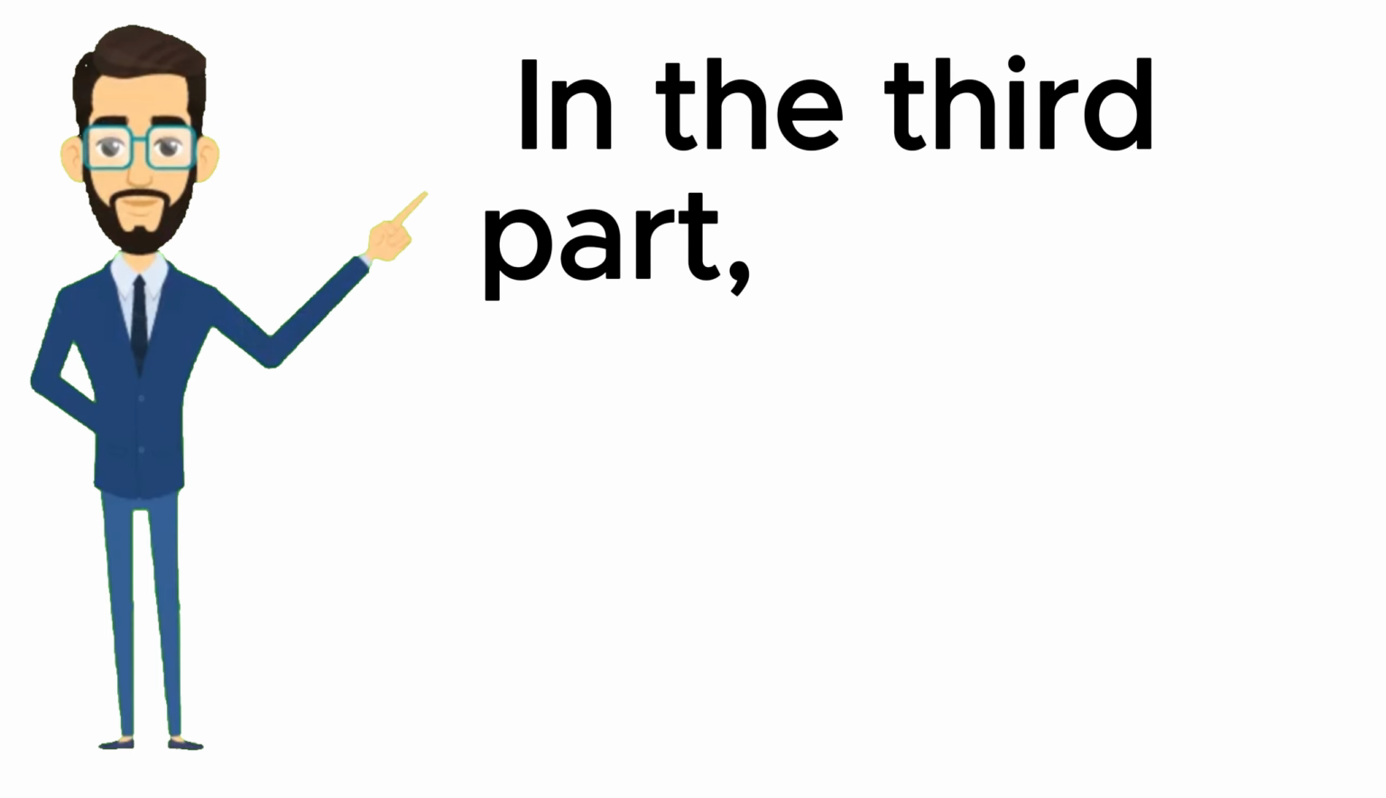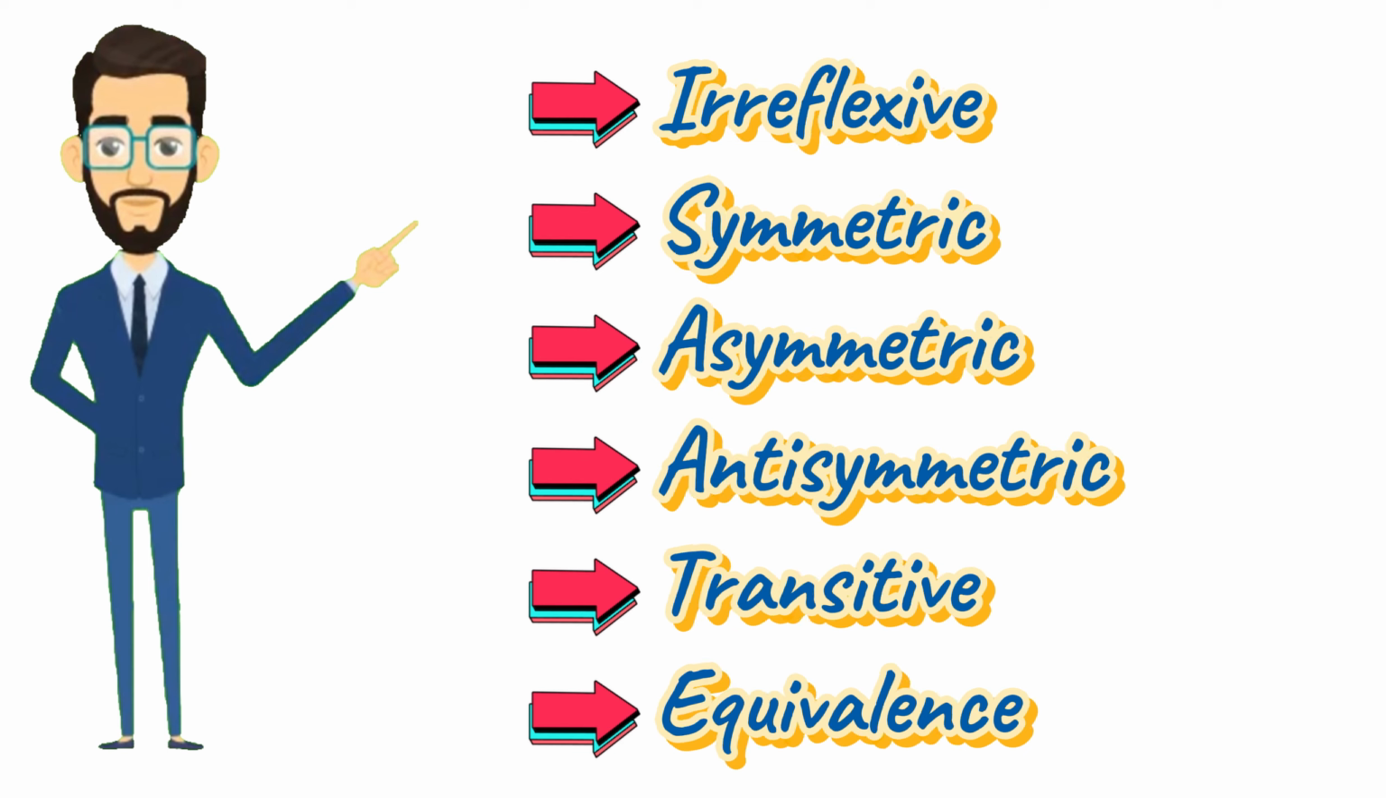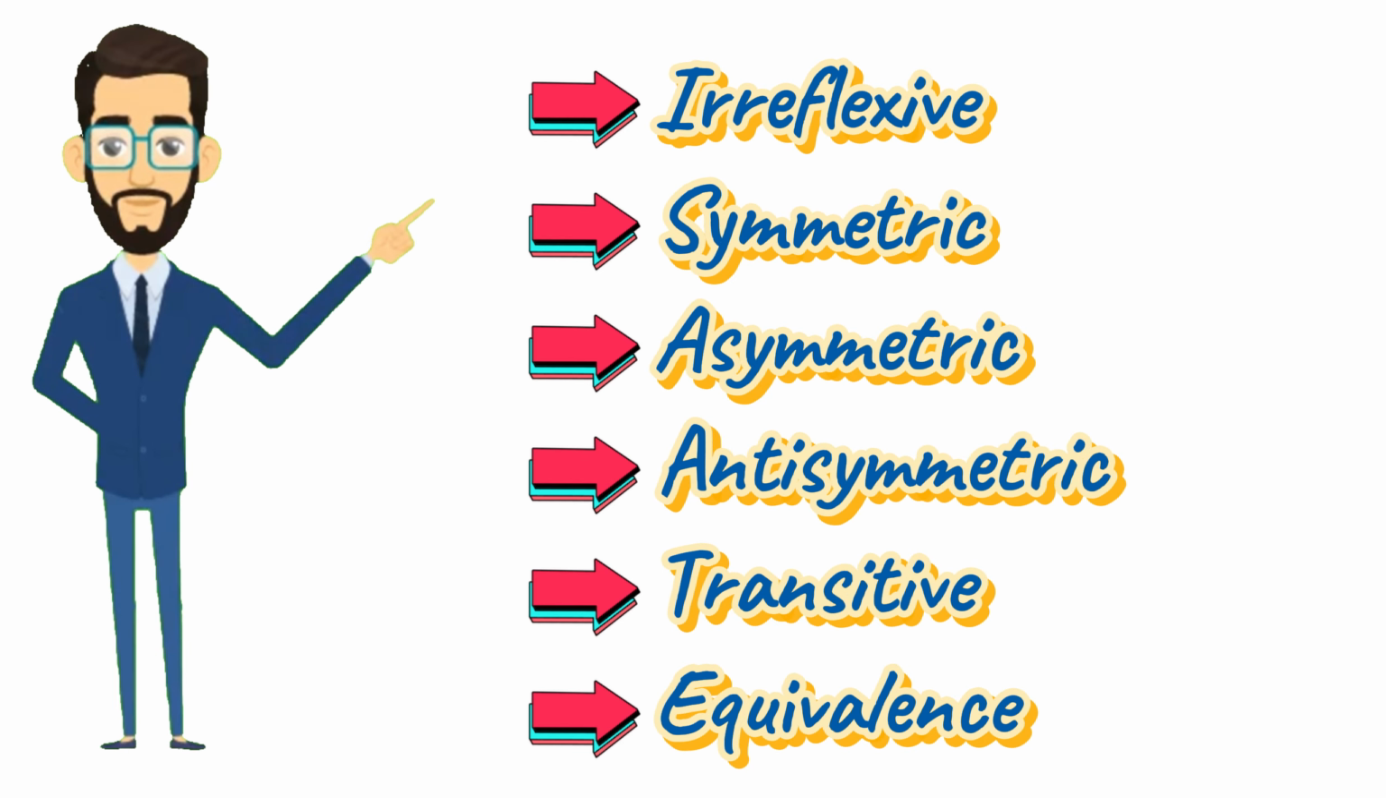In the third part, we will discuss more types of relations like irreflexive, symmetric, asymmetric, antisymmetric, transitive, and equivalence relations.